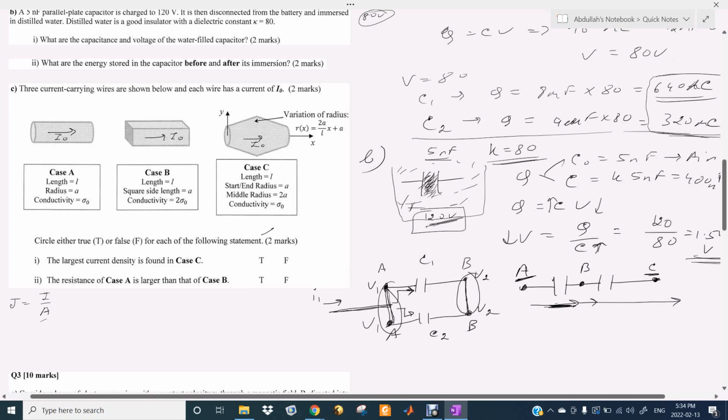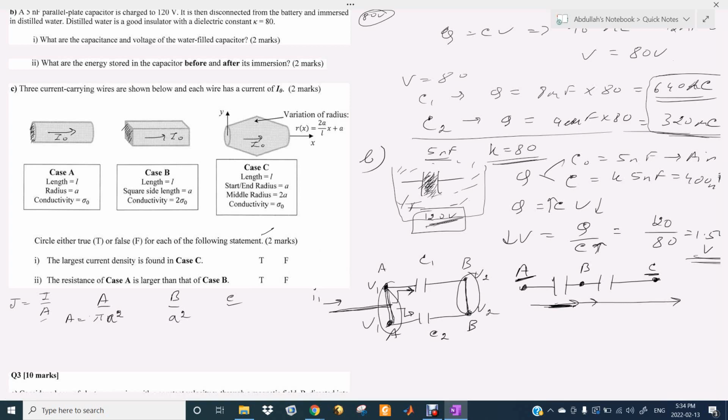That's false because if you look at case A, case B and case C, what you need is the area. The area for case A is pi r squared, or pi a squared, let's say, because the radius is a. For case B, since it's a square, the area is a squared, length into width, right?